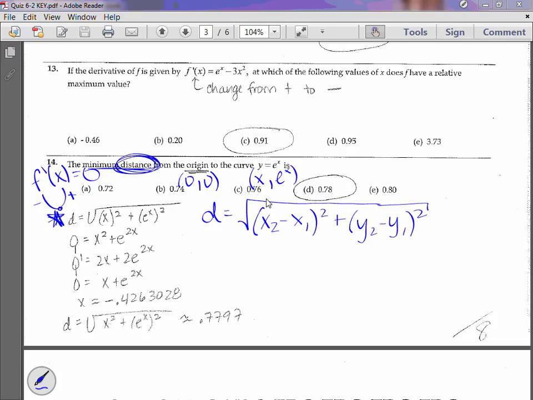Questions on getting to there? Now you have a few different options as to how you go about taking your derivative and setting it equal to 0. On the key here we see that essentially they squared both sides and then relabeled this as Q, Q just meaning the quantity that they want to minimize.